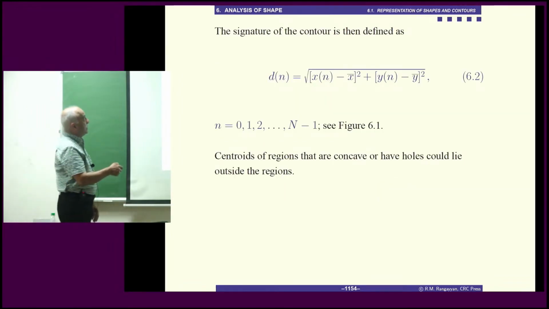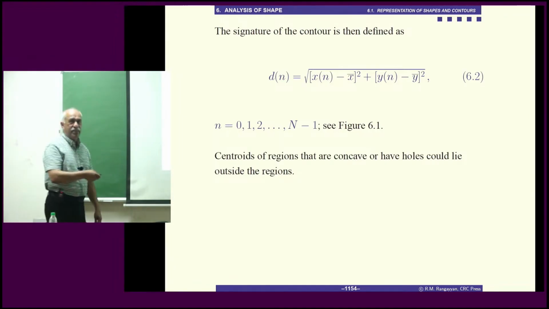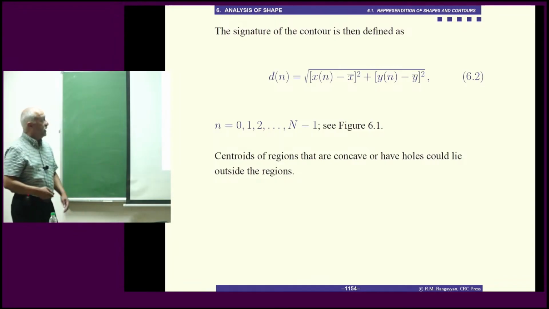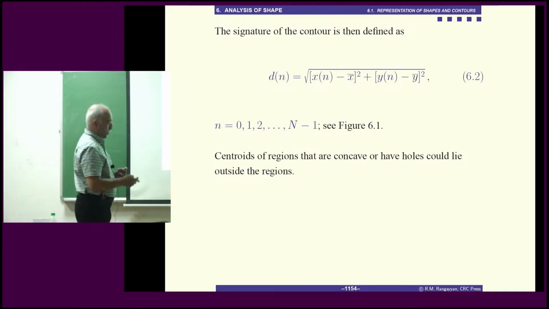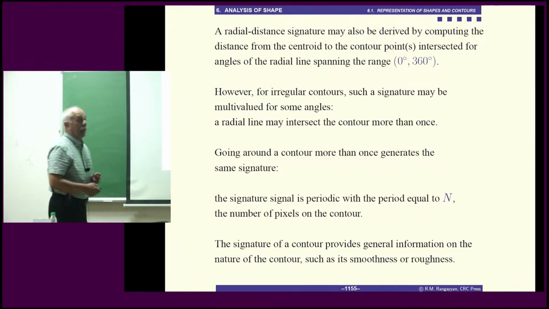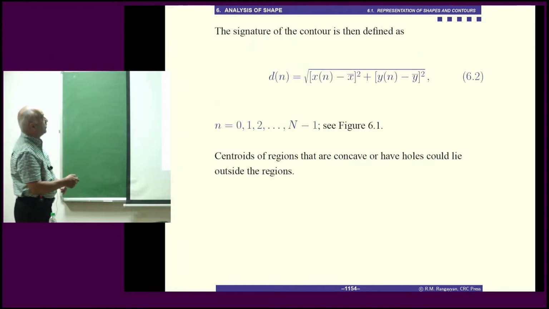If you take the distance of every contour point from that centroid, xn minus x bar square, yn minus y bar square, and that's just the Euclidean distance, then you can express a signature of the shape as a 1D function, this dn. And you can plot it as a signal, and you may apply signal processing algorithms if you wish.